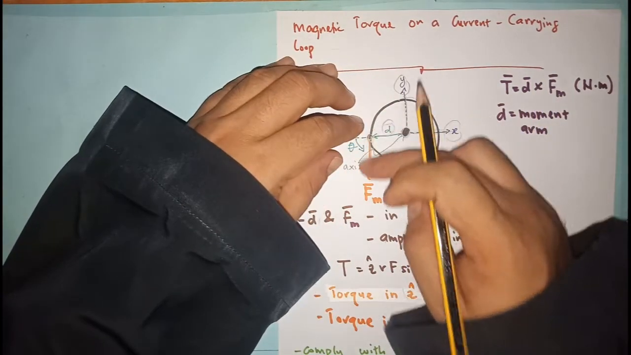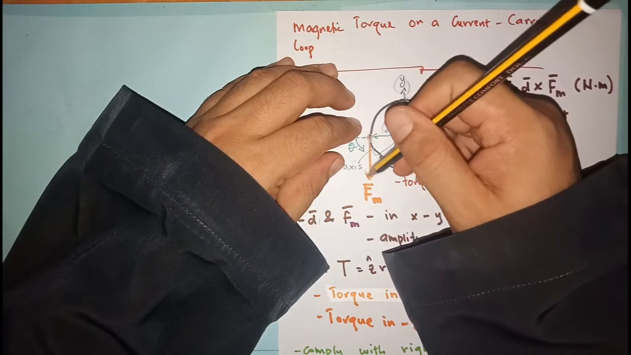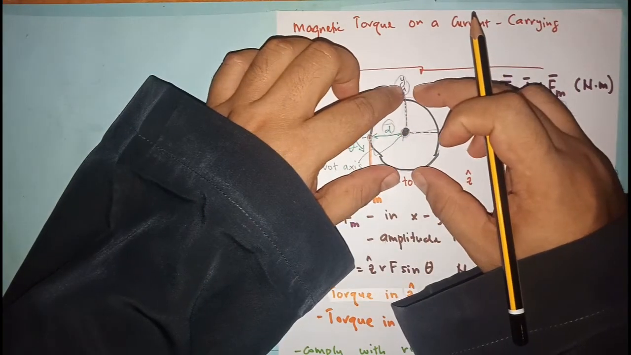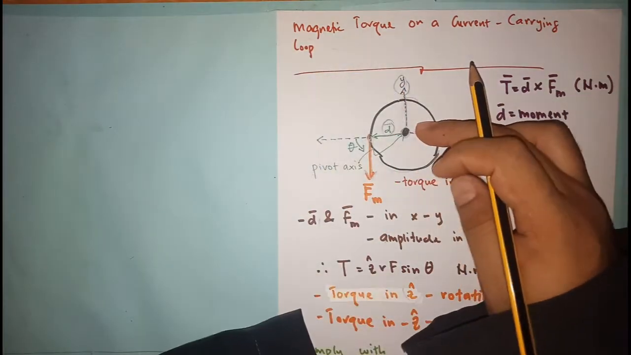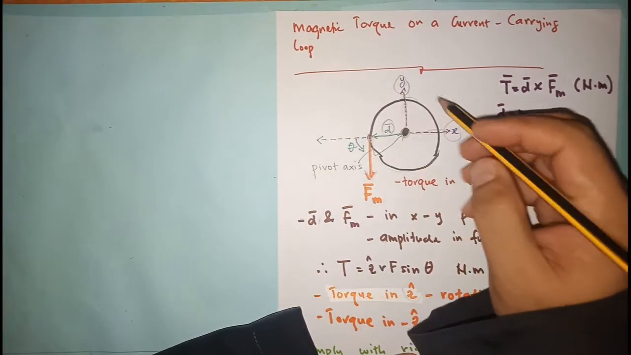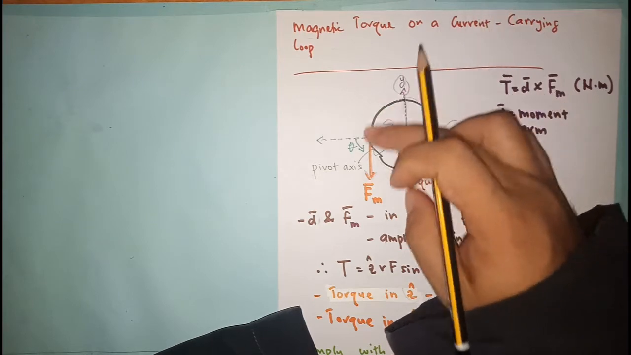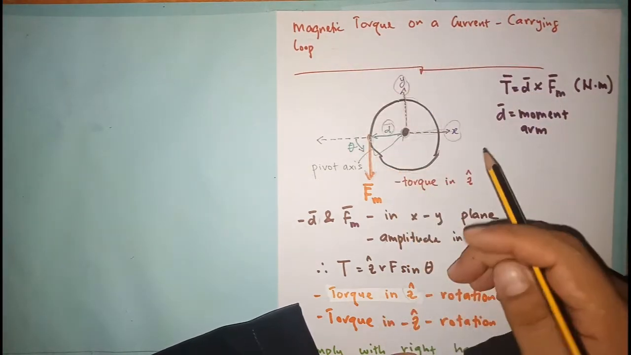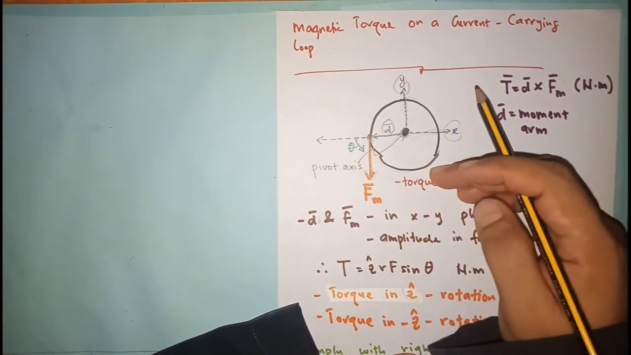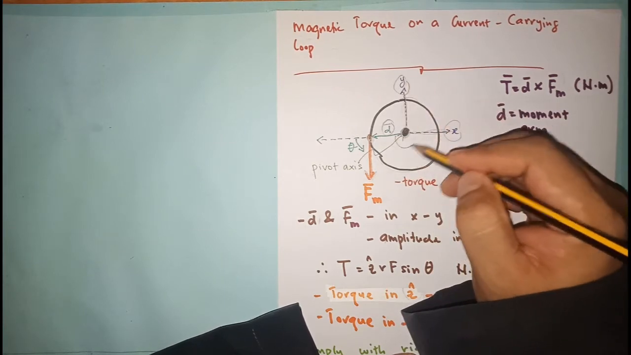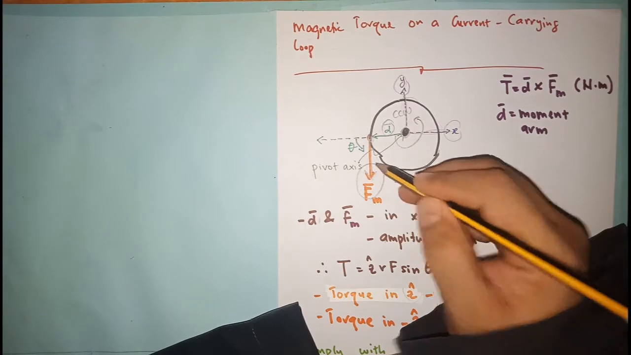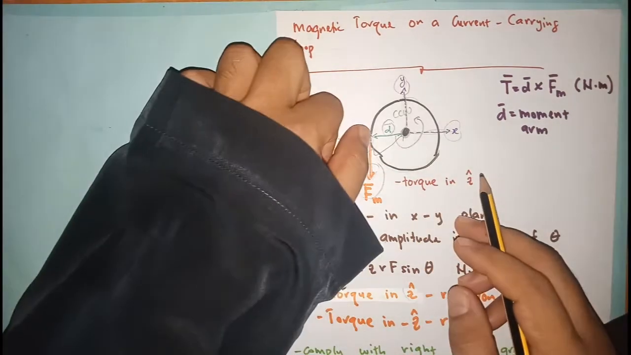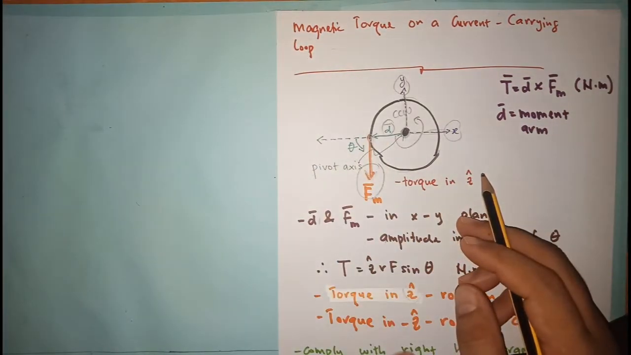Because we are applying a force in a downward direction, instead of the disc moving downward, because we have a pivot axis here, the disc will be rotated. The direction of the rotation of the disc is counterclockwise, considering the direction of the force applied on the edge of the disc.